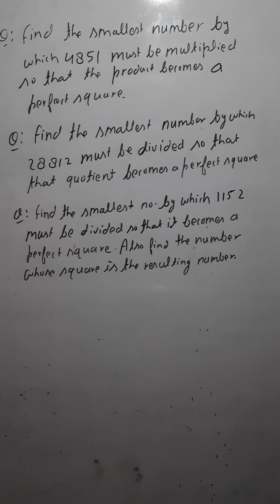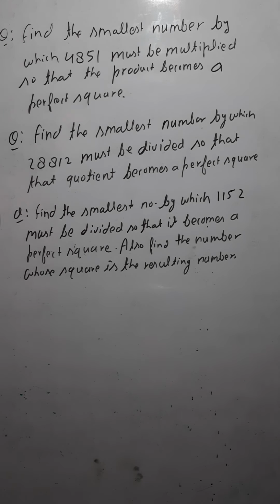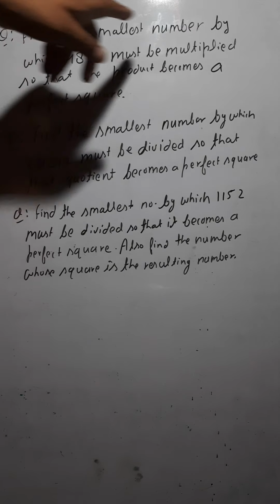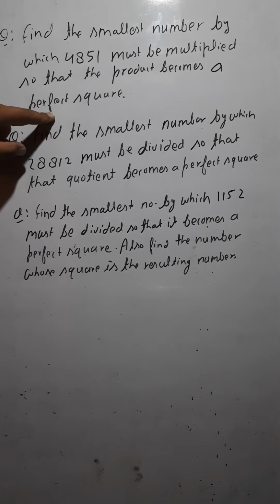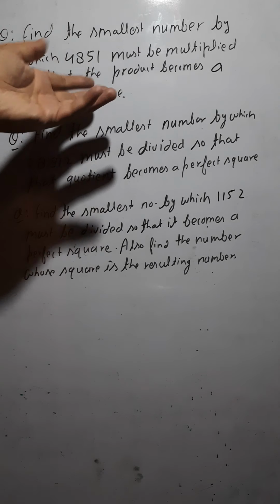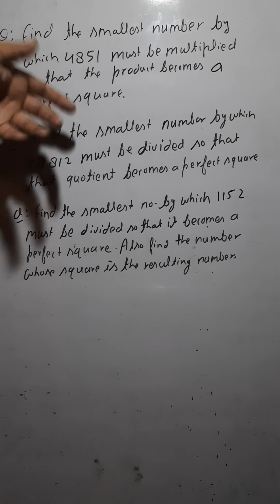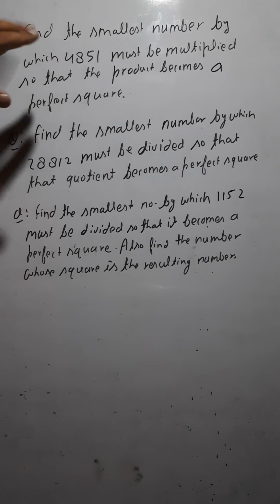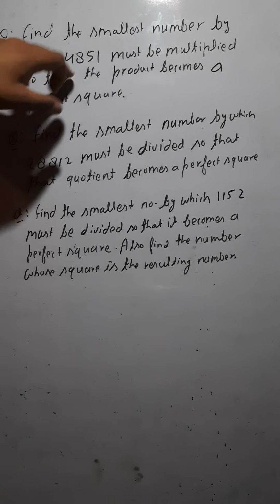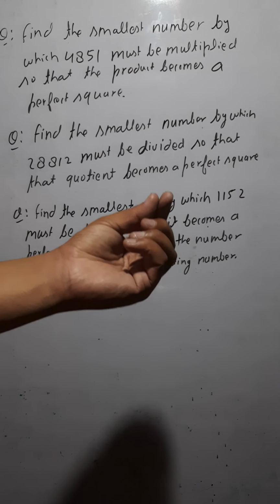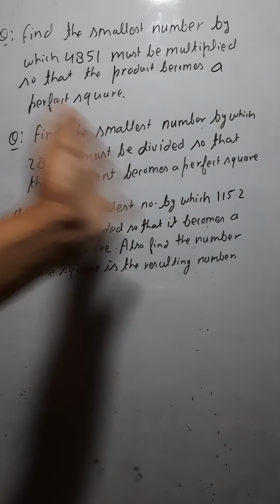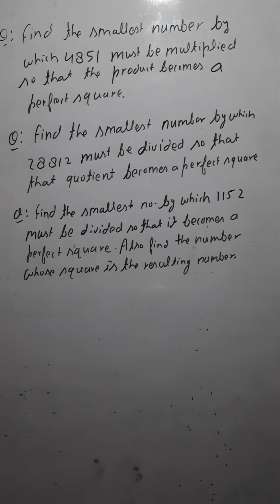There are 3 more questions here which are similar to the previous questions which we have already solved. Let me read this. Find the smallest number by which this must be multiplied so that the product becomes a perfect square. You have to find a number by which to multiply the given number so that it becomes a perfect square. So you would find the prime factors, then form the pairs, and the number which does not have its pair, you would multiply the number by that one number. Are you getting this? This we have already discussed.